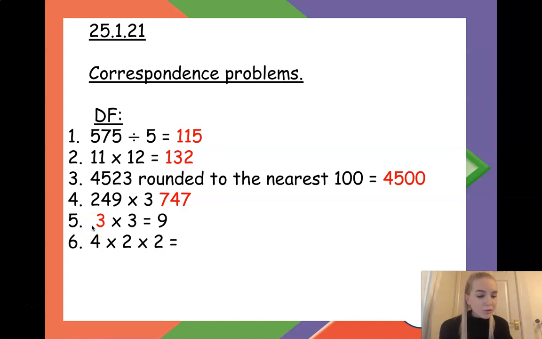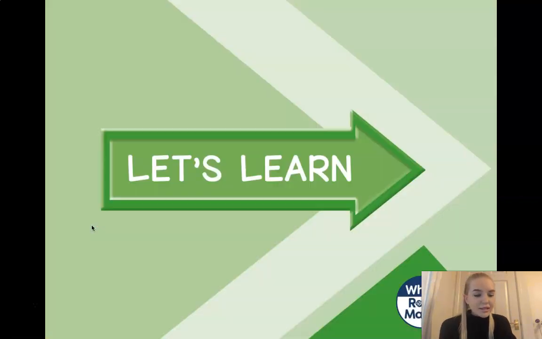Number 6, we could group this as 4 multiplied by 2, giving us 8, and 8 multiplied by 2, giving us 16. Okay, so today we are going to be looking at correspondence problems. Now, correspondence problems are all about finding different combinations of objects, and that's what we're going to be looking at in a little bit of a deeper insight today.